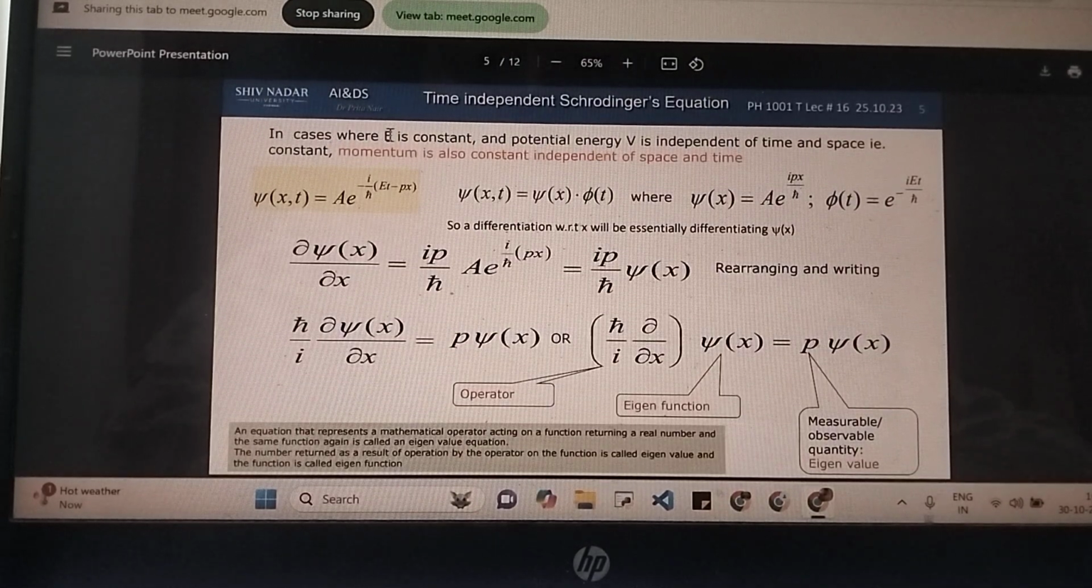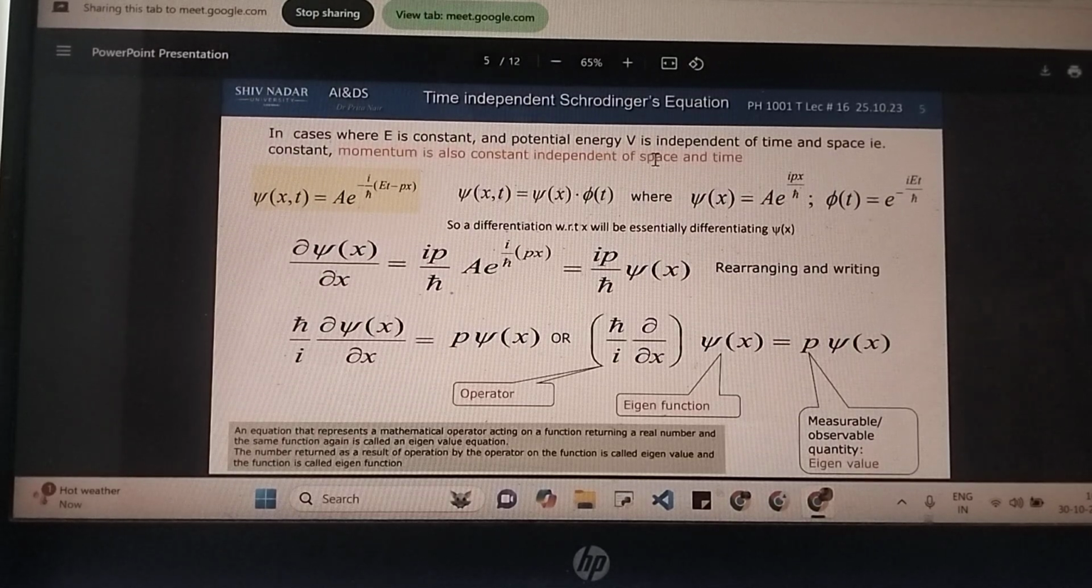In cases where E is constant and potential energy V is independent of space and time, the momentum is also constant, independent of space and time. What does this mean? We're going to talk about cases where the total energy is constant and the potential energy is also independent of space and time. Independent of space and time means constant.